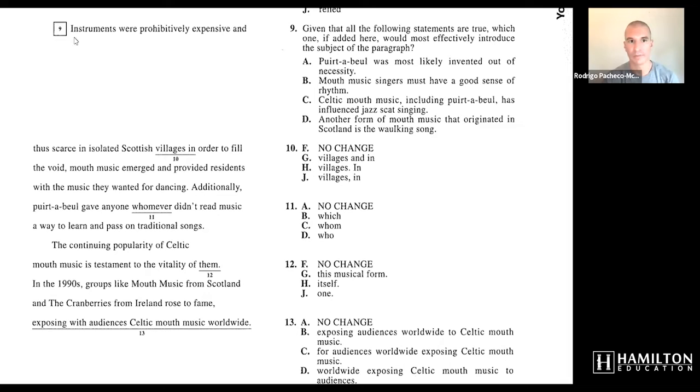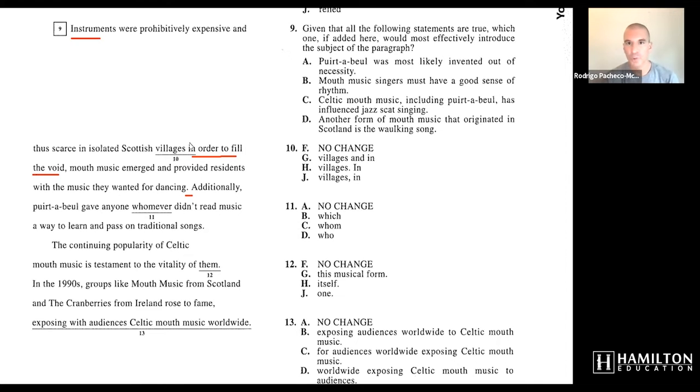So we'll take a look at the first clause here, starting with instruments. Instruments were prohibitively expensive and thus scarce in isolated Scottish villages. So that's the end of our first clause. And this is the introductory phrase for the second clause. In order to fill the void, mouth music emerged and provided residents with the music they wanted for dancing. As we see here, there's a period to mark the end of that second independent clause.